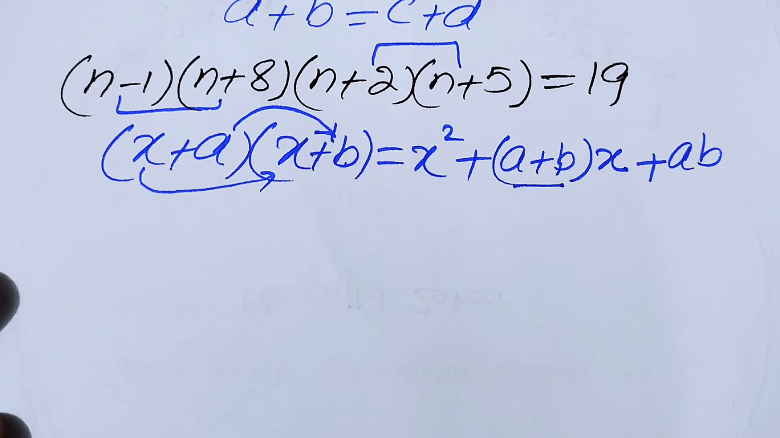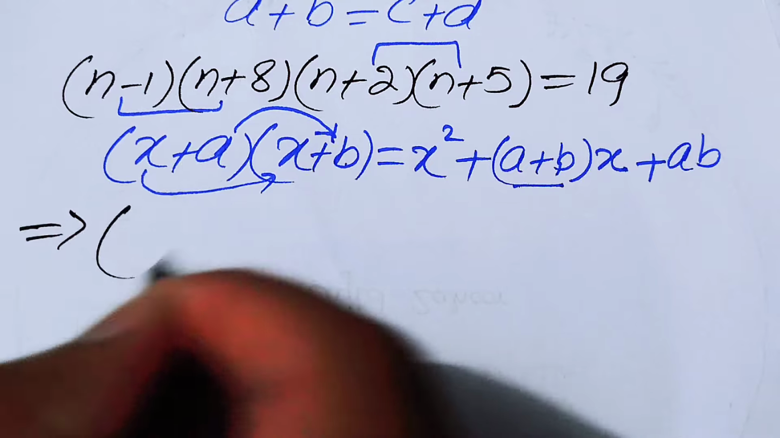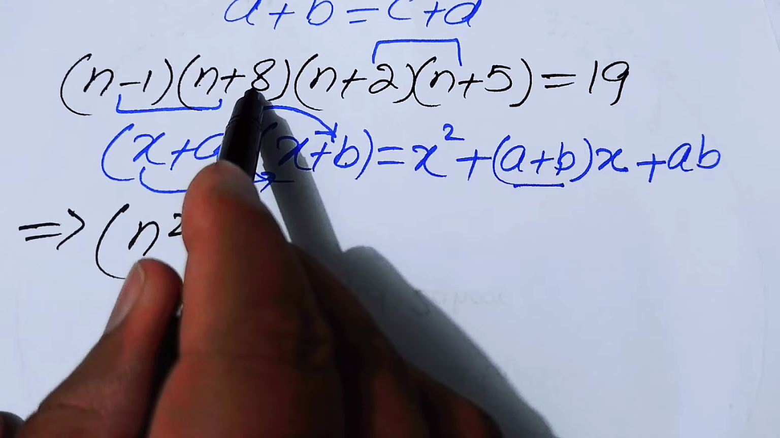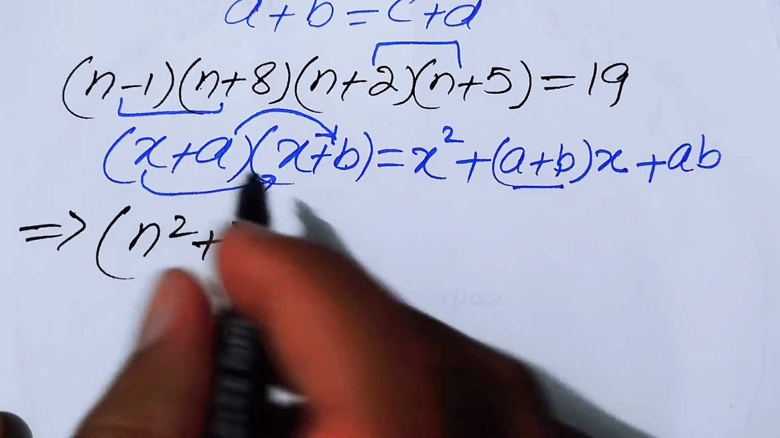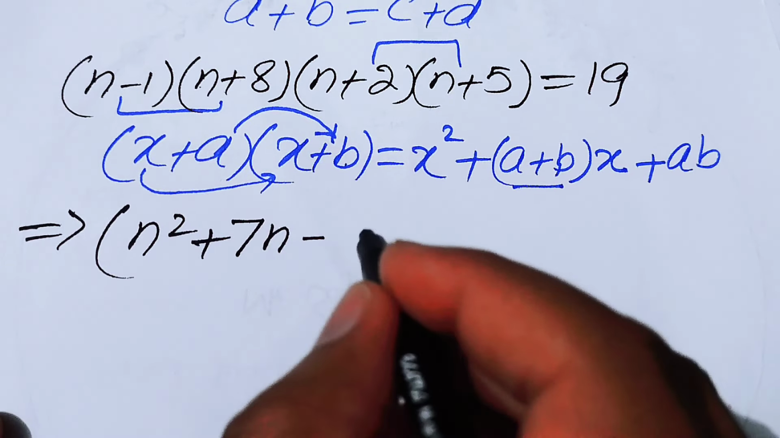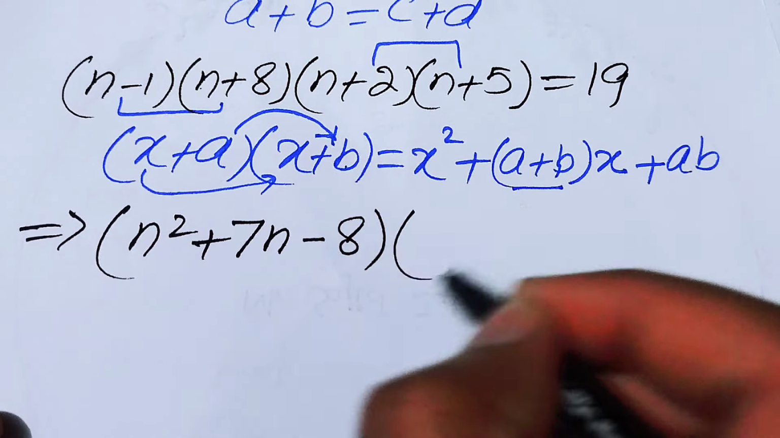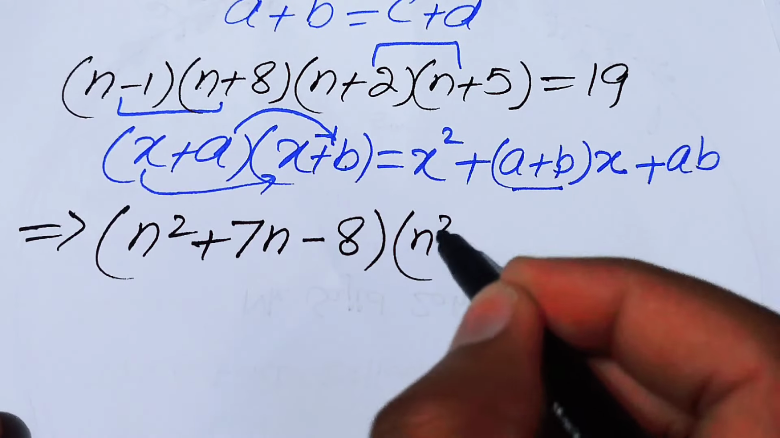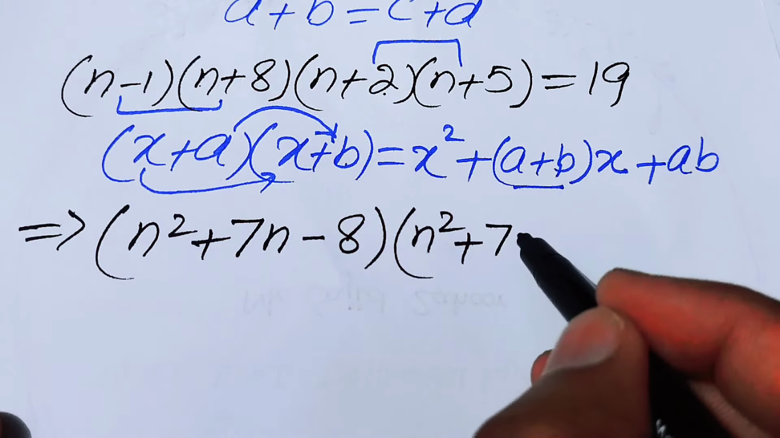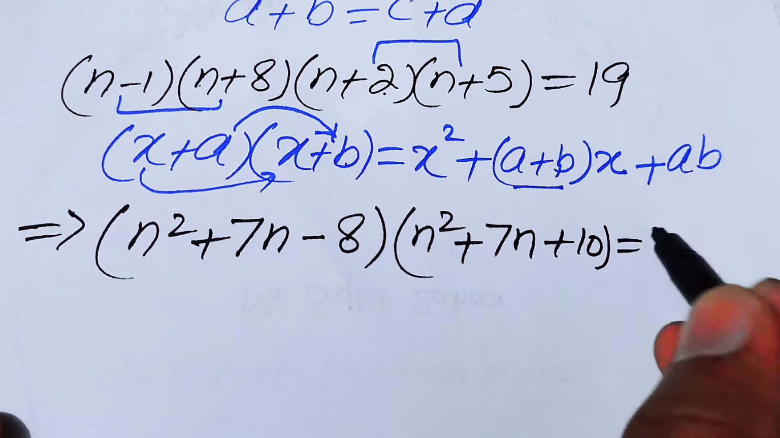So you multiply n by n and you get n squared, and now you add minus 1 plus 8 and you get plus 7, and you multiply it by n, and now you multiply minus 1 by 8 and you get minus 8. Similarly, you can multiply these other two factors. Multiply n by n and you get n squared, add 2 plus 5 which is equal to 7 and multiply it by n, and now you multiply 2 by 5 and you get plus 10, is equal to 19.